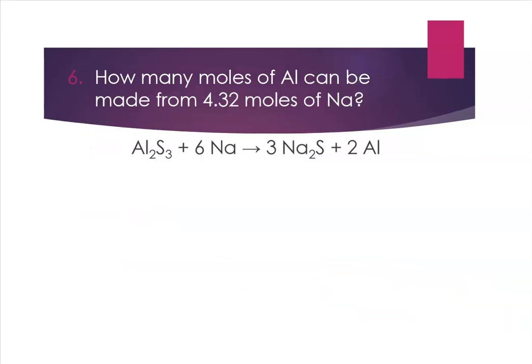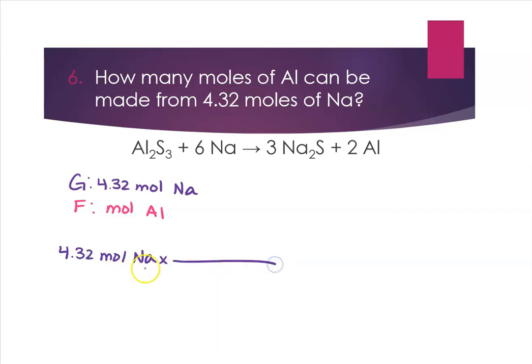Here we have the same equation. It's already balanced here. Since we balanced it once, we don't need to keep balancing it. How many moles of Al can be made from 4.32 moles Na? So I am given here 4.32 moles Na, and I am trying to find moles of Al. Right, so we start with 4.32 moles Na. Since we're starting with moles Na, that goes in the denominator.